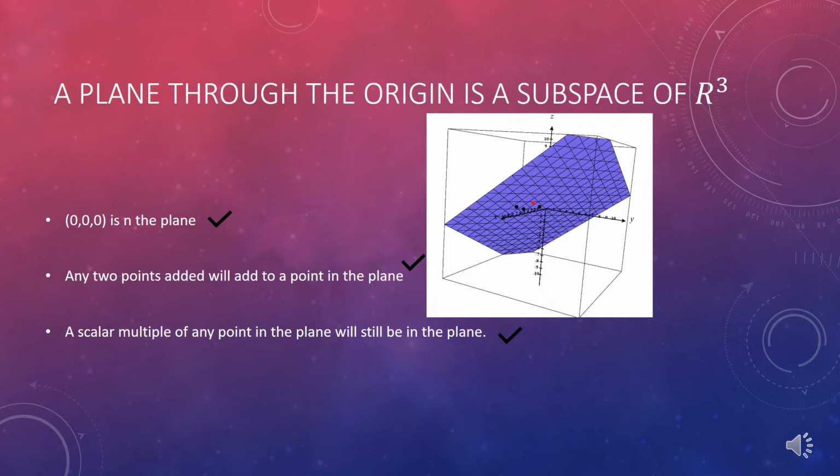The same is going to hold true if you're working in R5 or R4, some other dimension. Your plane would just be a dimension lower than what dimension you're working with, but you need the origin to be in your subspace. Otherwise, it's not going to fit the definition of a subspace.